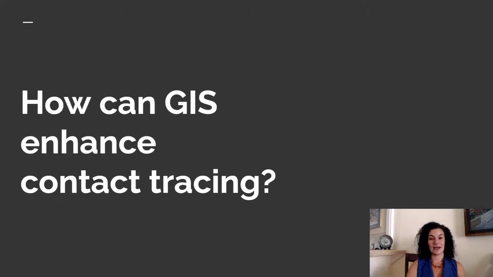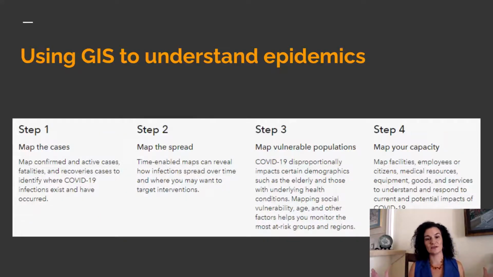So how can GIS enhance contact tracing? Well, GIS can be used to understand epidemics more broadly. First of all, we can map cases, right? Confirmed cases, active cases, recoveries, fatalities, and identify where infections are clustered, for example. We can also look at temporal trends. If we use time-enabled maps, we can map the cases over time. We might map where there are vulnerable populations to target efforts to protect high-risk groups in the area. We might map capacity. So we've seen lots of dashboards that have hospital capacity, for example, resources such as ERs or ICUs or other services that might be needed in a particular epidemic. So there are lots of ways to use GIS to understand different aspects of epidemics.